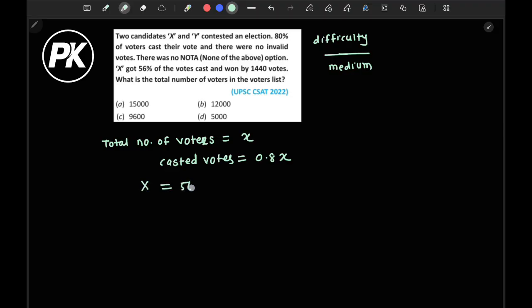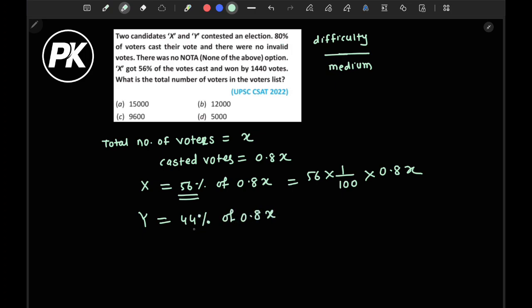X got 56 percent of the cast votes. Cast votes are how many? 0.8x, right? And we have seen that "of" is nothing but a multiplication. So 56 percent, I can write as 56 into 1 by 100 into 0.8x. Then if X got 56%, the remaining votes must go to Y. Remaining is 44 percent of 0.8x got to Y. So similarly, we write 44 into 1 by 100 into 0.8x, right?